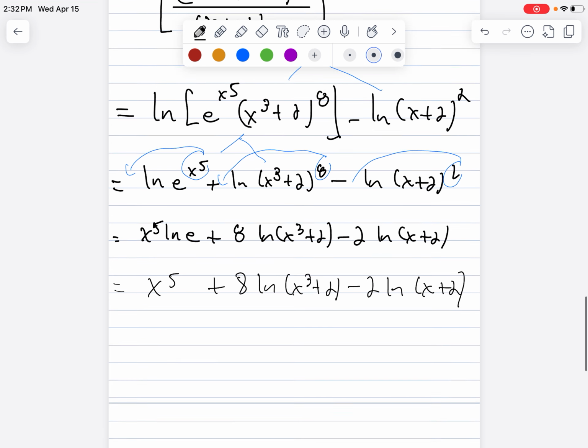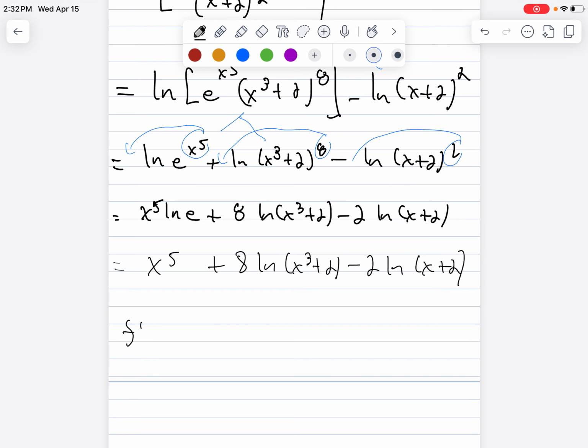Okay, so then I'm going to go ahead and take my derivative now. The derivative of x to the fifth would be 5x to the fourth. The derivative of 8 ln of x cubed plus 2, that's a chain rule, would be 8, then on the bottom, x cubed plus 2, then on the top, 3x squared. And the same thing, chain rule for the last one, 2 ln of x plus 2. The 2 goes in front, x plus 2 on the bottom. The derivative of x plus 2 is just 1. That goes on top there. And that's it. That is your derivative.